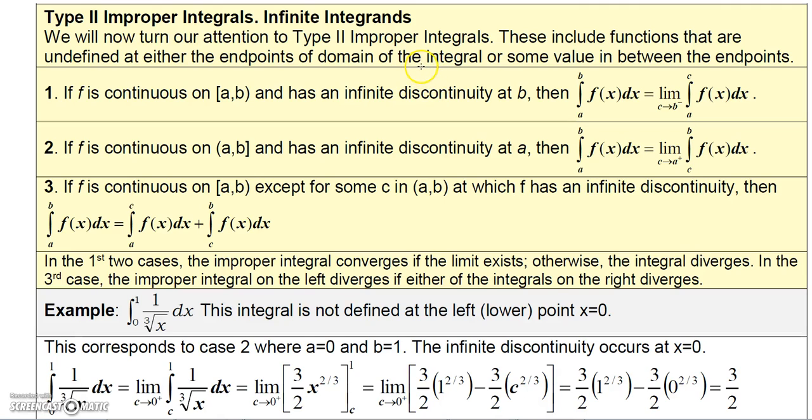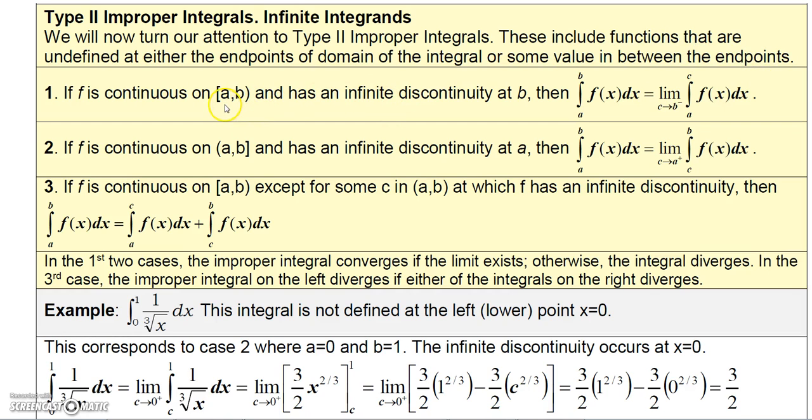Now, the type 2 integrals are integrals that result when you're trying to evaluate an integral and one of the endpoints is where the function is undefined. So these include functions that are undefined at either one of the endpoints of the domain of the integral, or they might be undefined at some point in between.